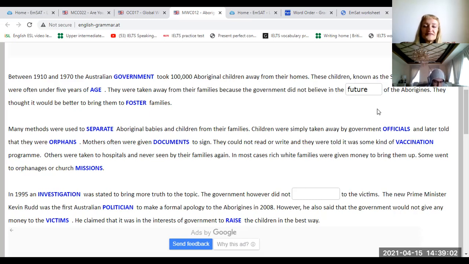Yes. So what about the second one? The government, however, did not something to the victims.